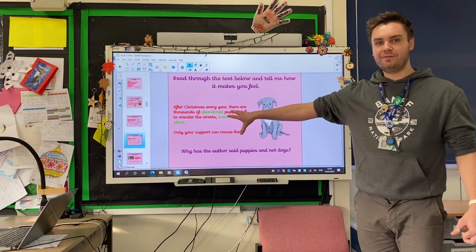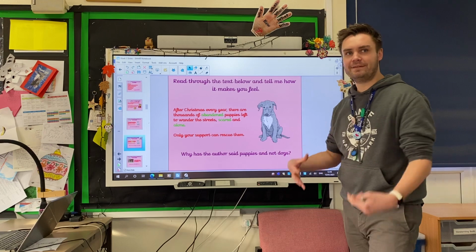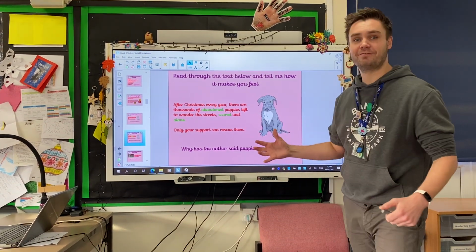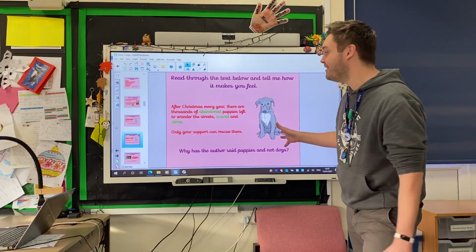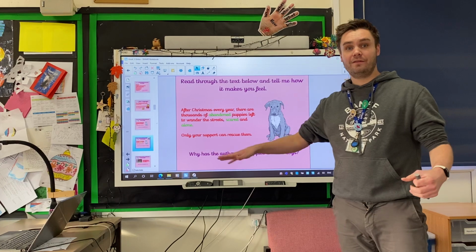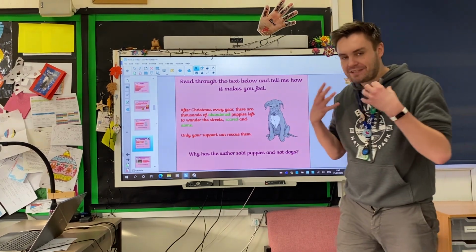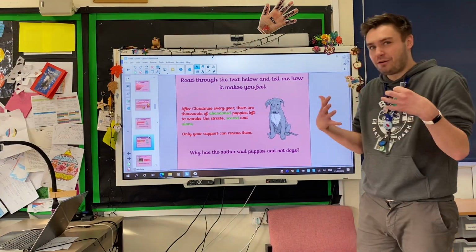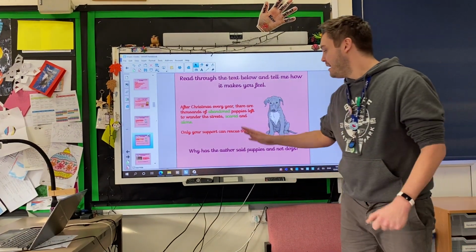So these are the words that I have highlighted because it makes me feel quite sad. I mean, look at this poor puppy. All it needs is a home and a good stroke. But unfortunately, it is digital. So what's important to know is these words here: abandoned, scared, and alone. These are words that make you feel quite sorry, quite sad for that individual. Makes you feel sad inside. They're quite powerful and emotive words.